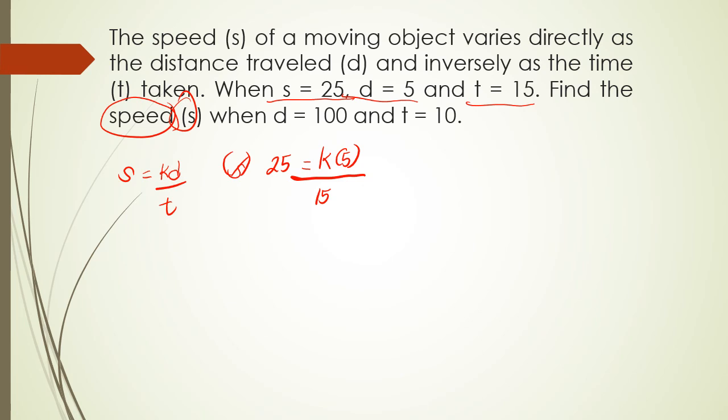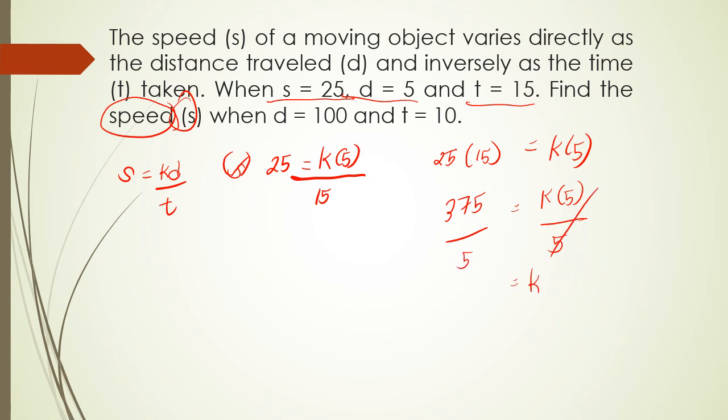So, 25 times 15 equals K times 5. So, 25 times 15. Ano sagot? That is 375 is equal to K multiplied by 5. So, here, divide both sides by 5. So, K is equal to 375 divided by 5. That is 75.